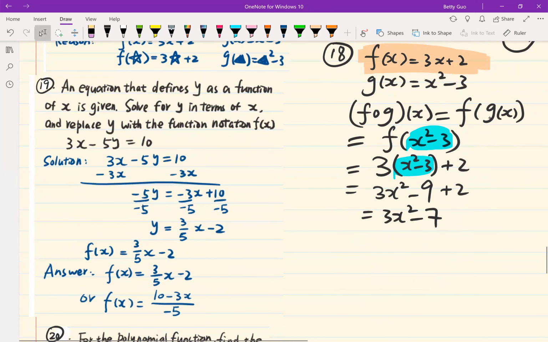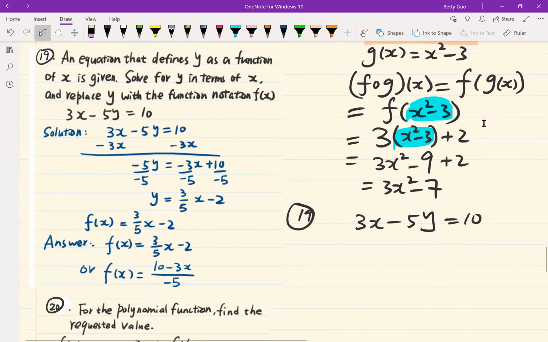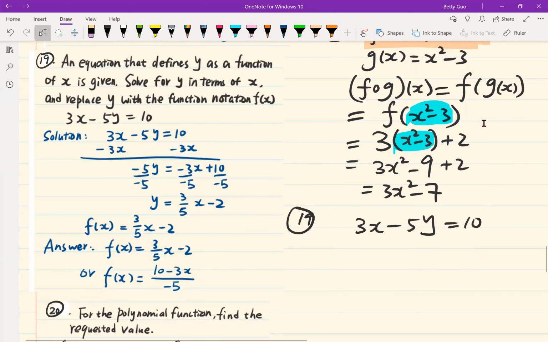Number 19. An equation that defines y as a function of x is given. Solve for y in terms of x and replace y with the function notation f of x. So this is how you handle number 19. You are given an equation. The equation actually is a straight line, right? We learned the formulas for straight line in previous chapters. And we are going to solve this equation for y.